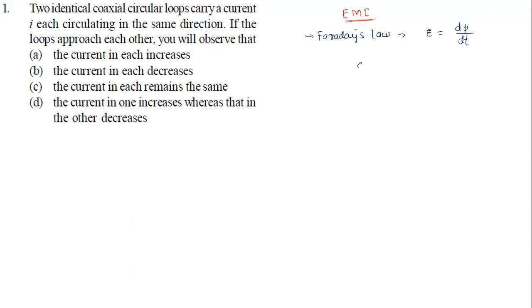Which flux? Magnetic flux. This phi is what we call magnetic flux, and it is given by the formula B A cos theta, where theta is the angle between the direction of magnetic field and area vector. That you should know. And here we're going to use a negative sign. The negative sign is according to Lenz's law.